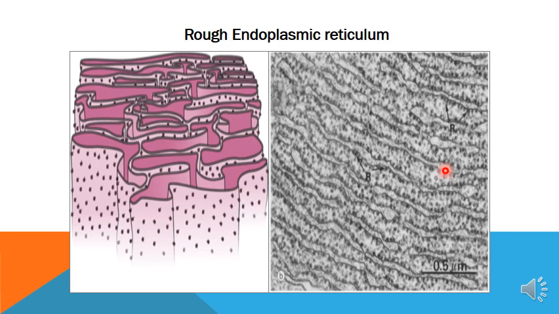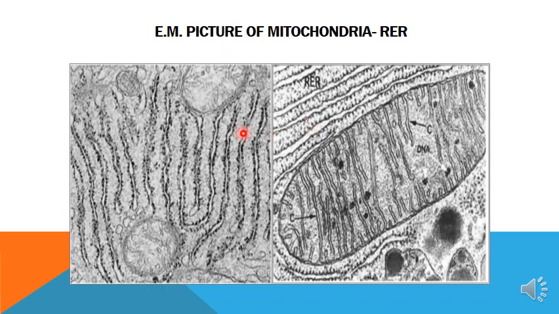So I will see in the rough endoplasmic reticulum parallel channels with attached ribosomes on the outer surface. This picture shows rough endoplasmic reticulum or RER. This picture shows RER and a mitochondria with multiple cristae.